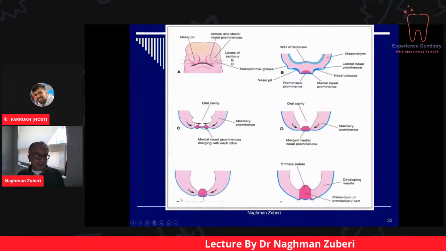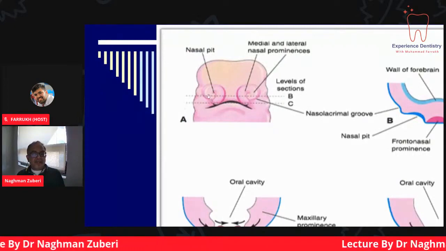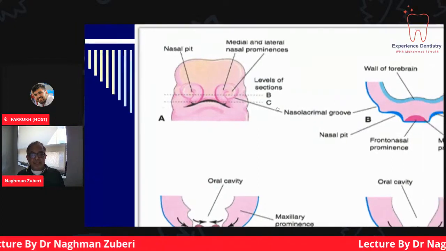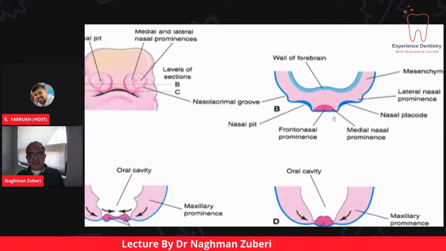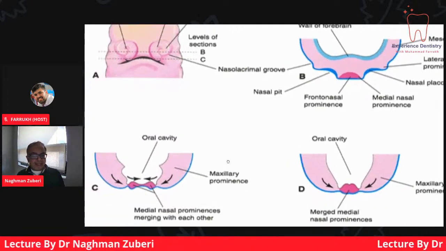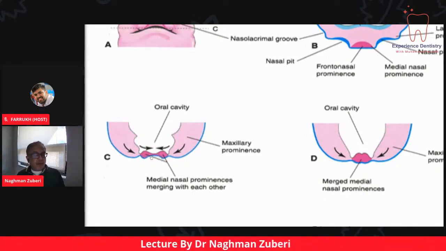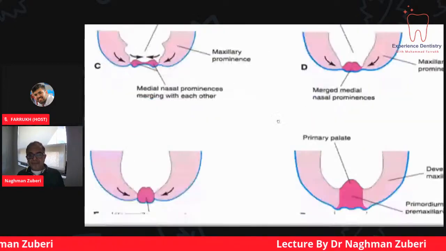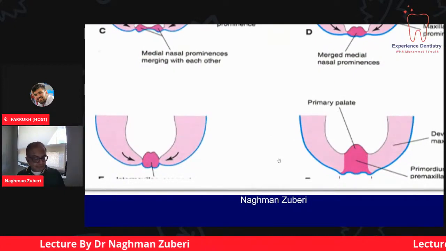Here again, this picture will tell you a lot about it. The nasal pit, this is the lateral nasal prominence, this is the medial nasal prominence, this is the maxillary prominence, and here the lateral prominences are separated by the nasolacrimal groove. You can see it. When the medial nasal prominences join, they give rise to the anterior maxillary segment, or you can say the premaxillary area. They merge. So the primary palate is formed.